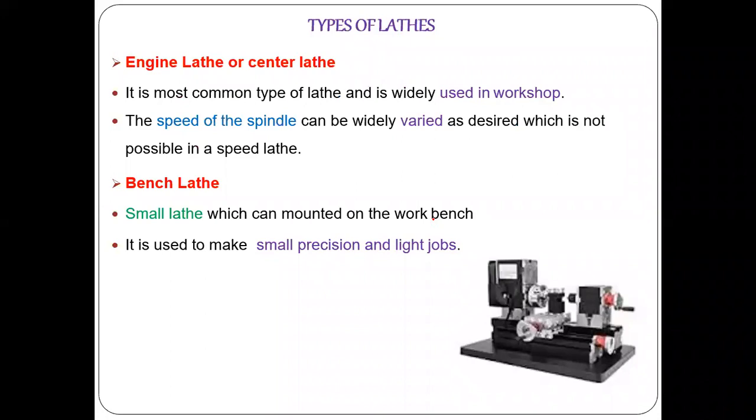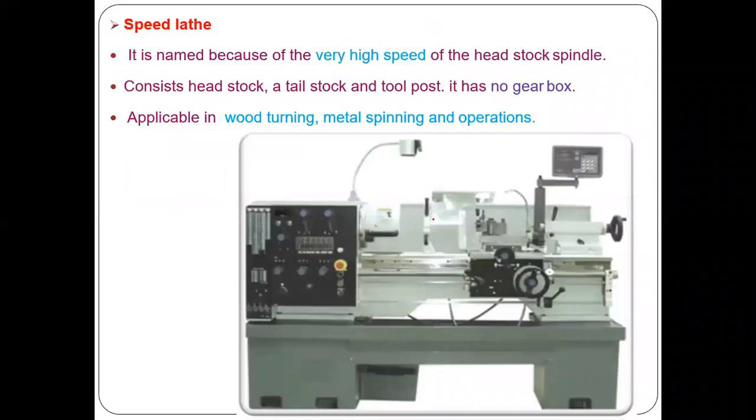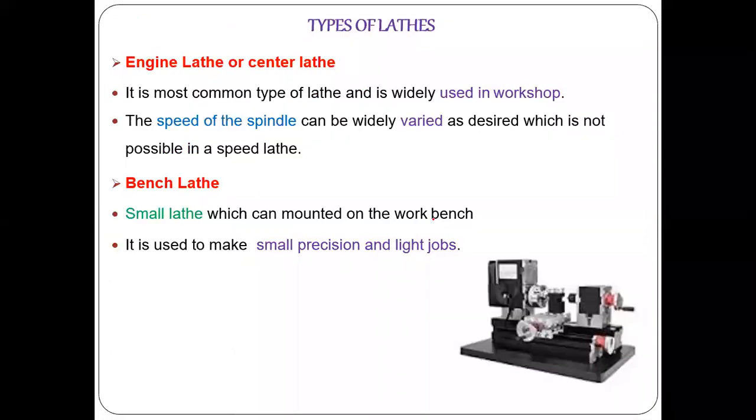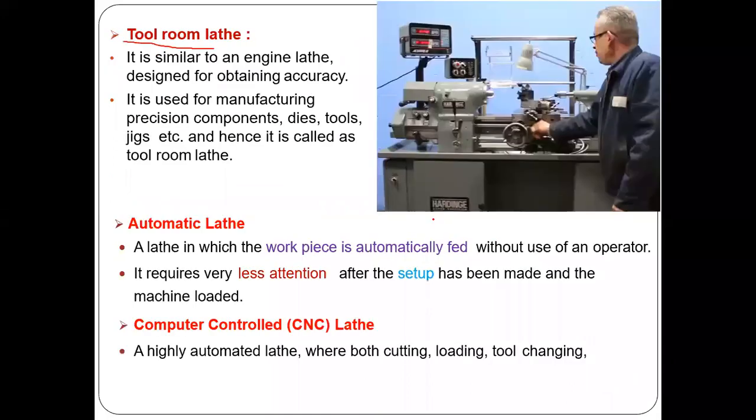Normally this is used for general purpose applications. Whatever grooves, nuts and bolts we manufacture, we normally use the engine lathe or center lathe. The bench lathe, speed lathe and other lathes are used for specific applications and purposes. The engine lathe is the most common lathe. The tool room lathe, automatic lathe and computer controlled lathe are used for specific purposes, where you need high productivity.